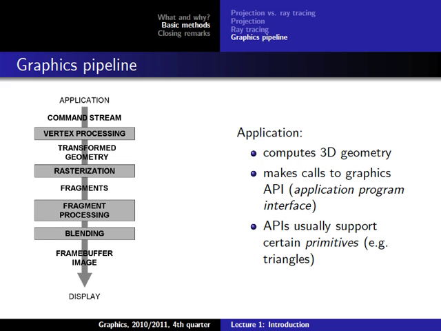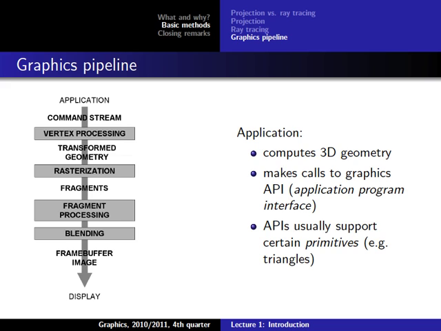When we do graphics programming, we have an application. This application computes a 3D geometry, our 3D model, and then makes calls to a graphics API. API stands for Application Program Interface.